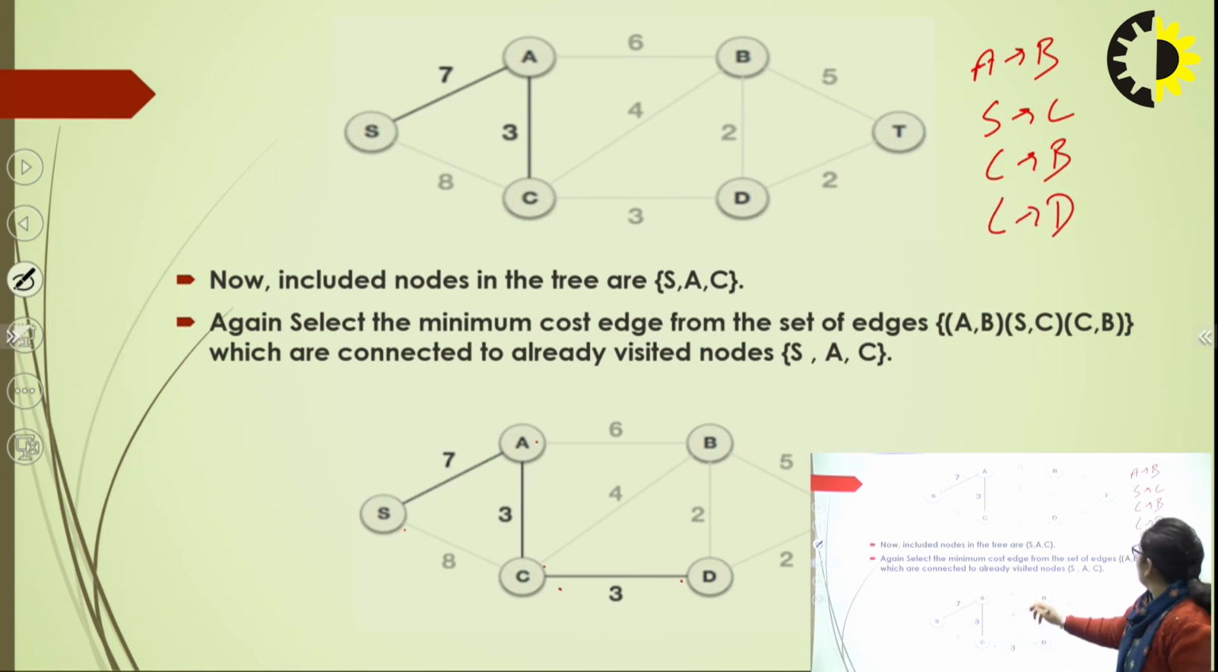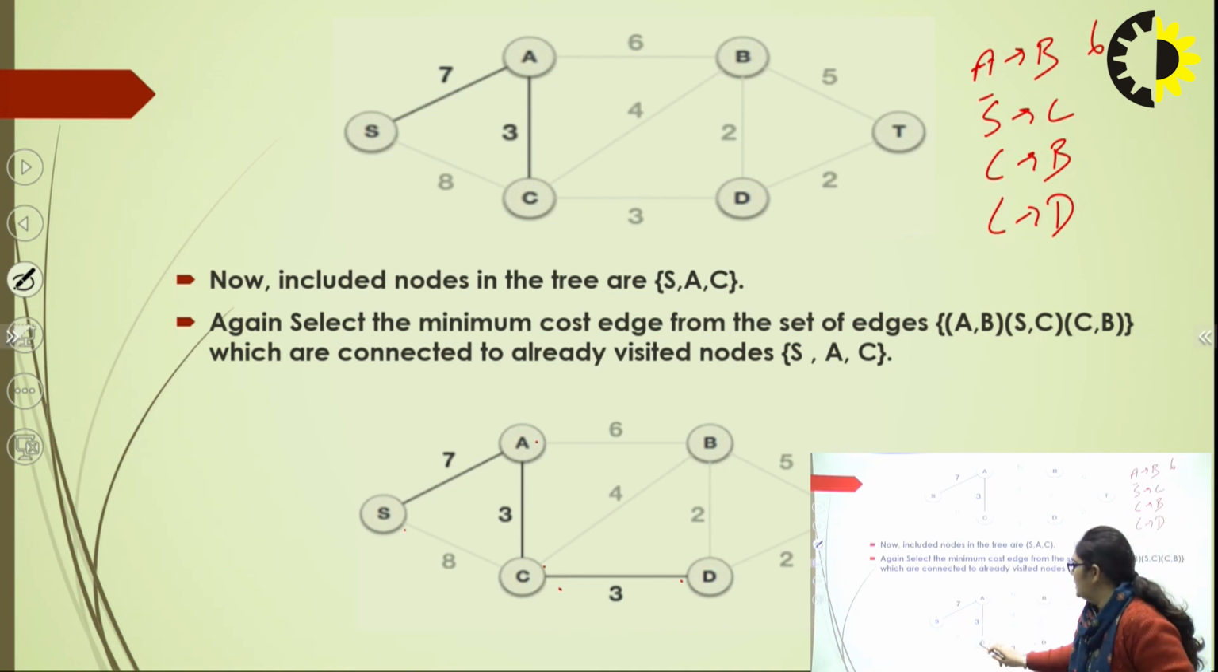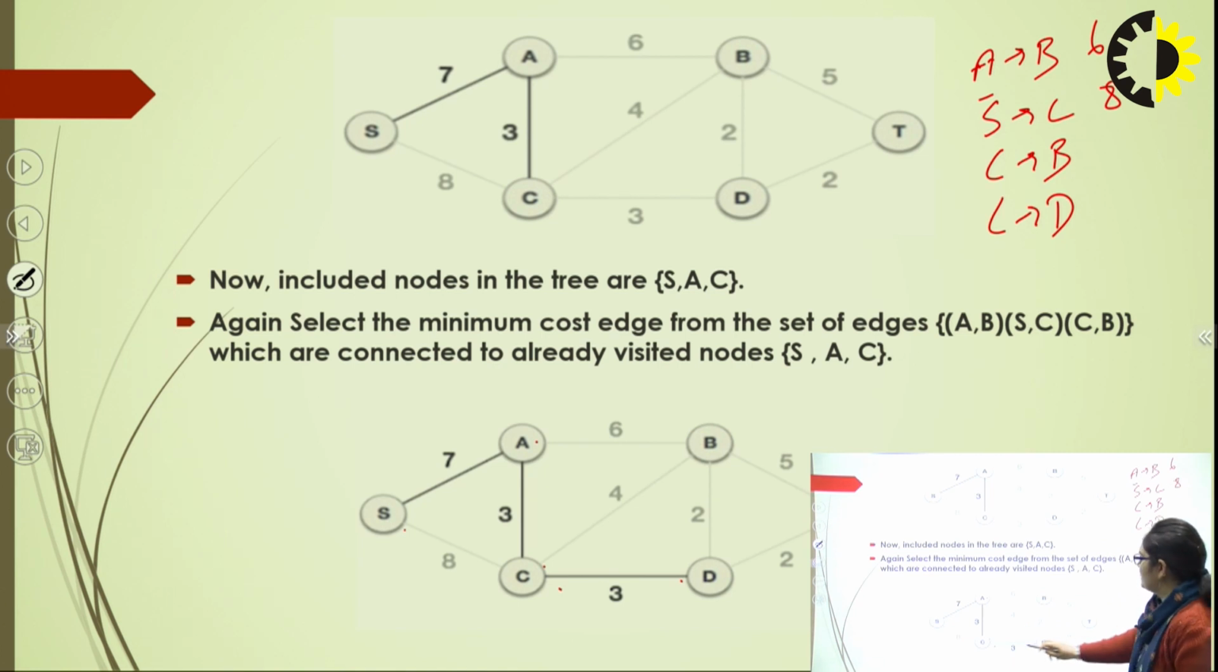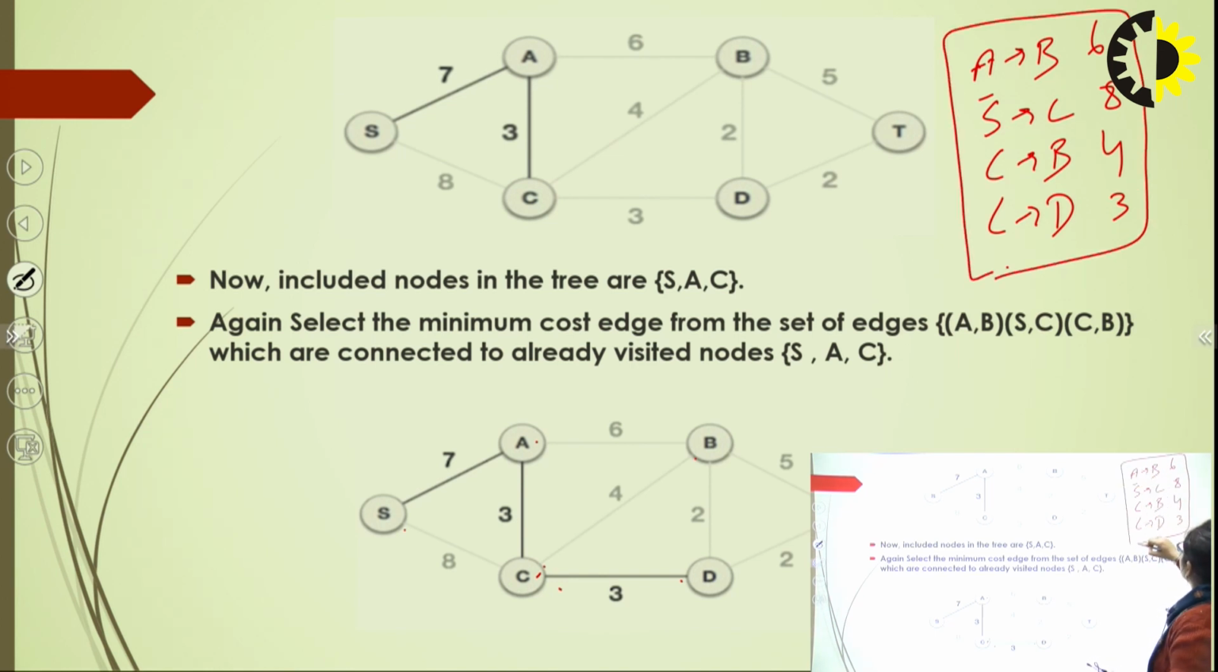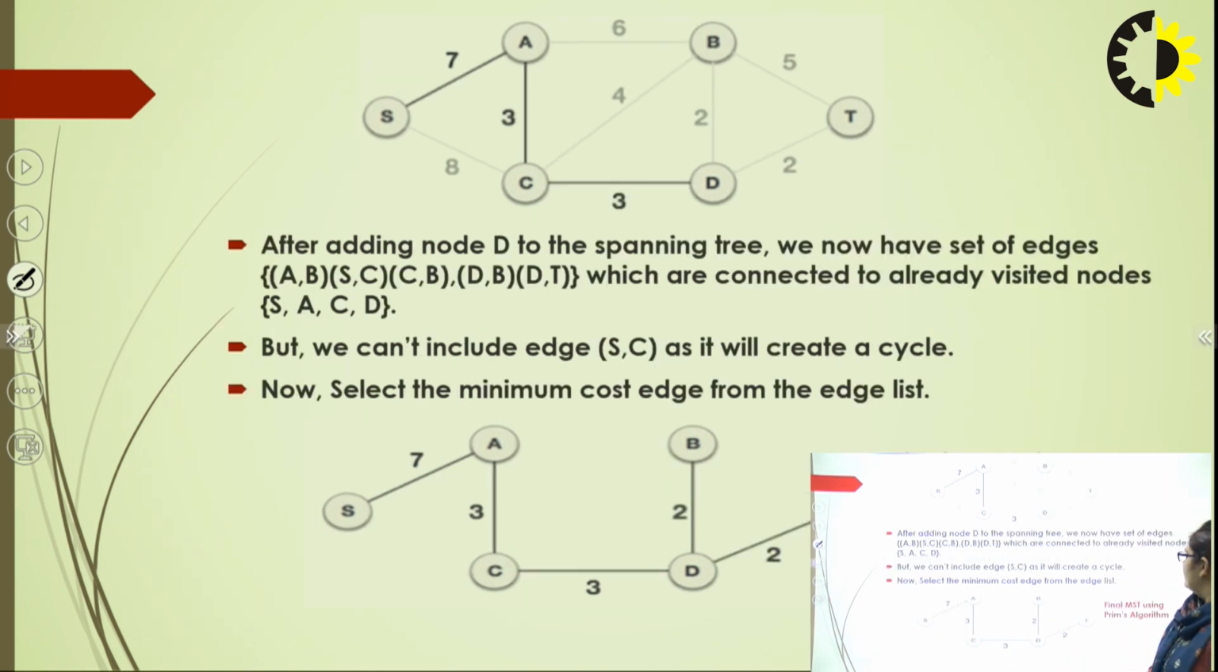From A to B, cost is 6, from S to C, cost is 8, from C to B, cost is 4, and from C to D, cost is 3. So in this edge list, the minimum edge cost is C to D. So we will include CD in our tree, not SC, AB and CB. So this is how Prim's algorithm works.